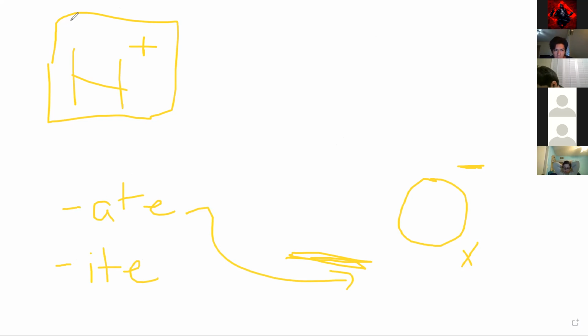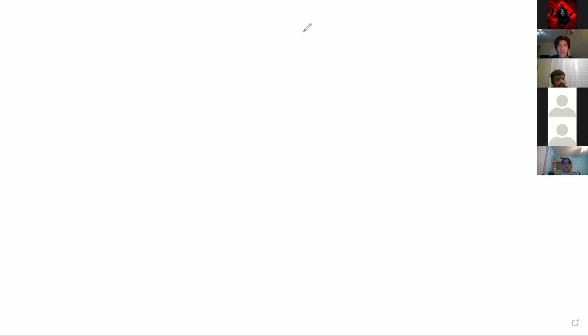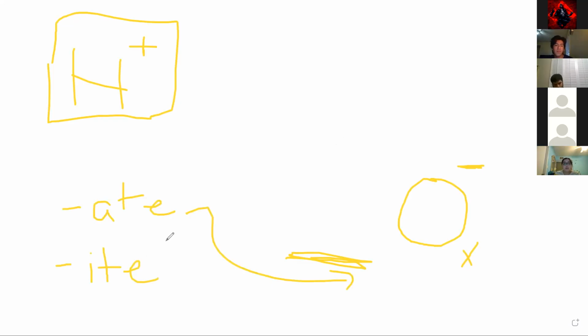I know I kind of covered the hydrogens first, but let's cover these also, because I feel like these are very difficult to memorize, but I want to simplify it as much as I can first. So let's go to those first. Can you repeat the explanation for the ate and ite?